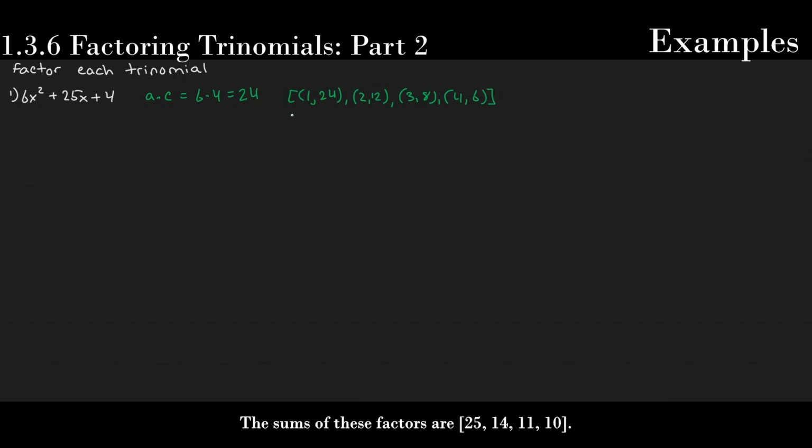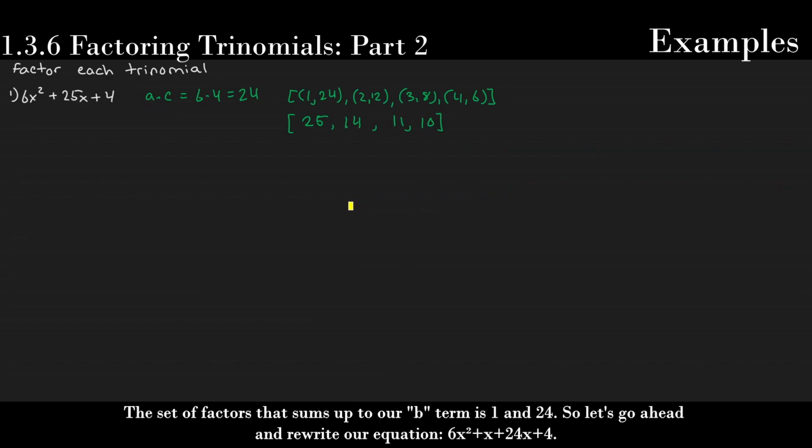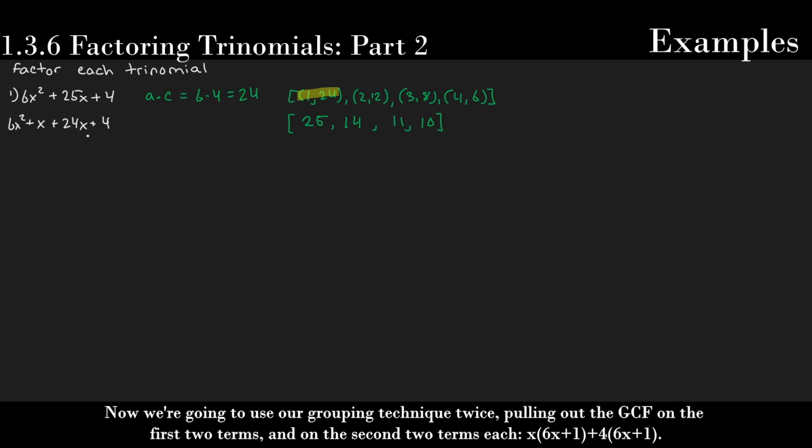The sums of these factors are 25, 14, 11, and 10. The set of factors that sums up to a b term is 1 and 24. So let's go ahead and rewrite our equation. 6x squared plus x plus 24x plus 4. Now we're going to use our grouping technique twice, pulling up the GCF on the first two terms and on the second two terms each.